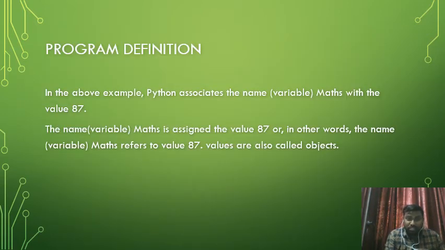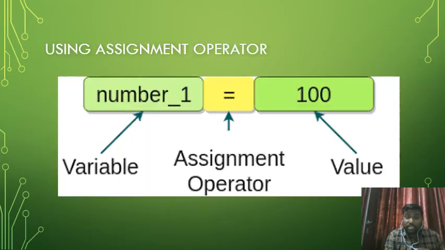In the previous program I have shown that max equal to 87. So the name max is assigned the value 87, or in other words, the name max refers to the value 87. Values are also called objects. Using the assignment operator, number1 is a variable, equal is the assignment operator, and 100 is a value. Without the variable we can't store the value, and without the value we can't have the variable, and without the assignment operator it is also not a success. This is the use of the assignment operator.